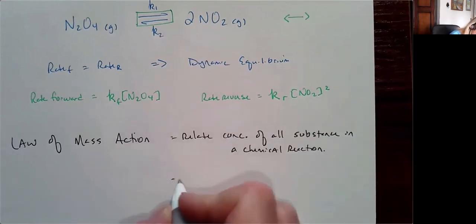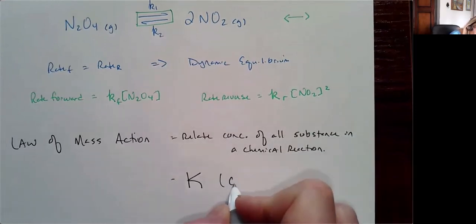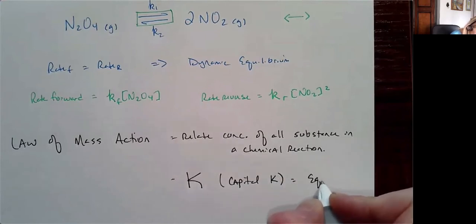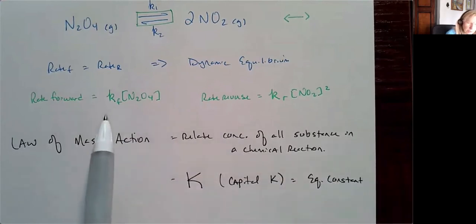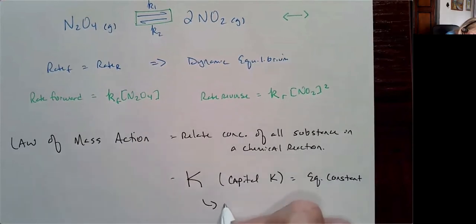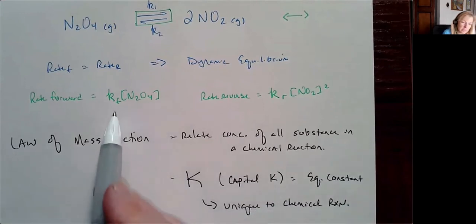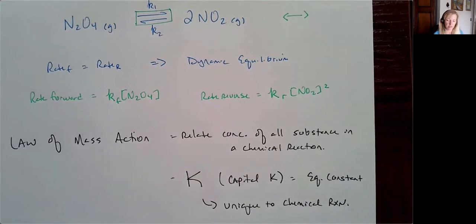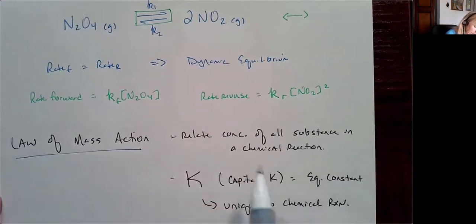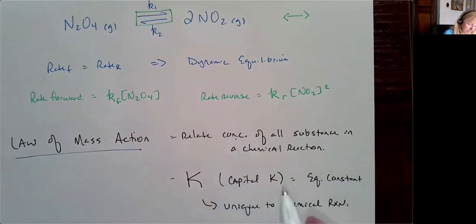It has a new component: large K, capital K, is my equilibrium constant. Now remember, when we were talking about rate, my rate constant was little k. So now we're going to have large K. And large K is going to be unique to the chemical reaction, just like my rate constant was unique to that chemical reaction that was happening. My equilibrium constant is going to be that way as well. And I'm going to be able to write this law of mass action, which relates concentrations to K. So it relates these two things together. So the law of mass action.